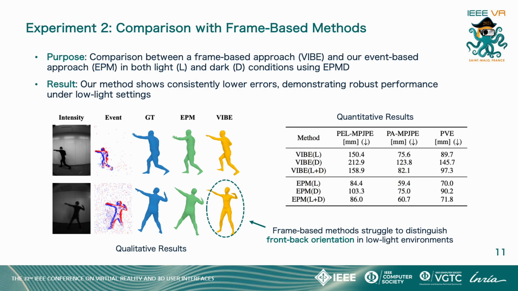Next, we compare a frame-based method, Vive, and our event-based method, EPM, using the EPMD dataset under both light and dark conditions. As shown in the table, our approach achieves consistently lower errors across all metrics, indicating robust performance even in low-light scenarios. In contrast, Vive's accuracy declines in the dark, sometimes confusing front and back orientations, as illustrated in the qualitative results. This highlights the advantage of relying solely on event data, which remains effective despite limited visibility.